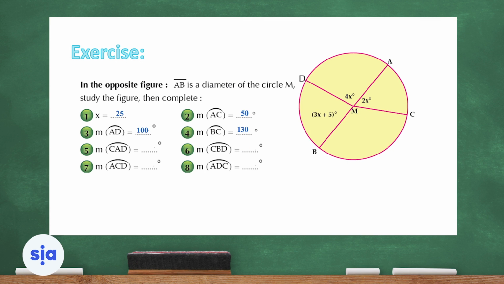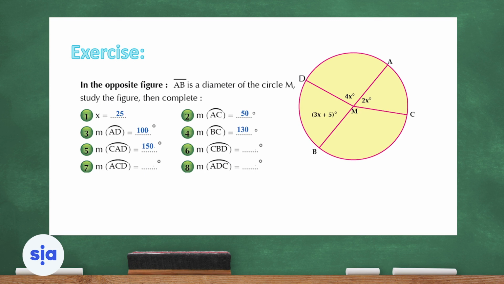Question 5. Find the measure of arc CAD. Take care of the letters because the letters are telling you the direction. CAD is 2x and 4x. If you add 2x plus 4x, it is 6x. And what's the value of x? It's 25. So 6 times 25 is? Yes, 150. So the measure of arc CAD is 150 degrees.